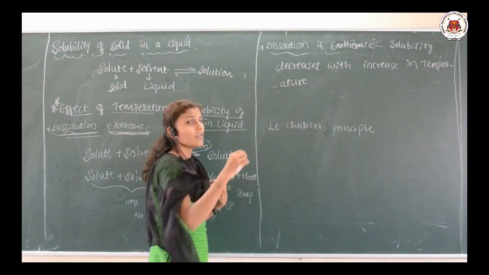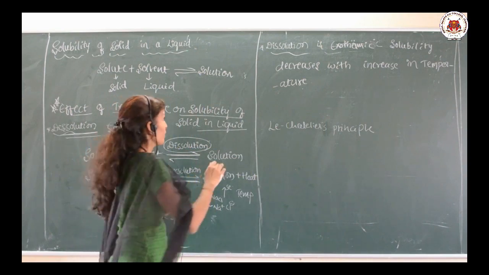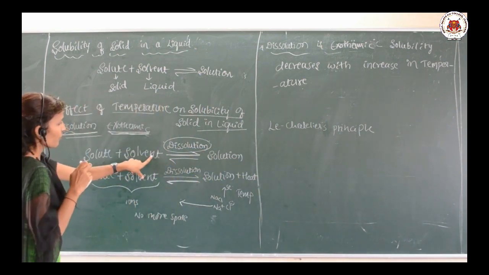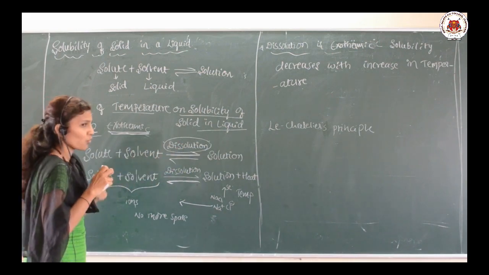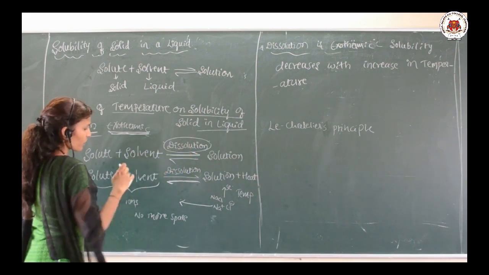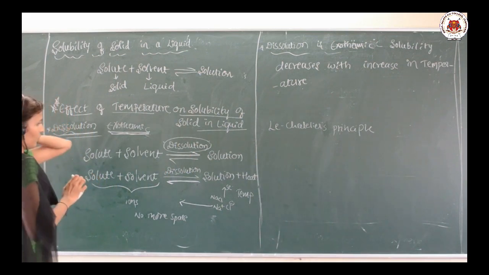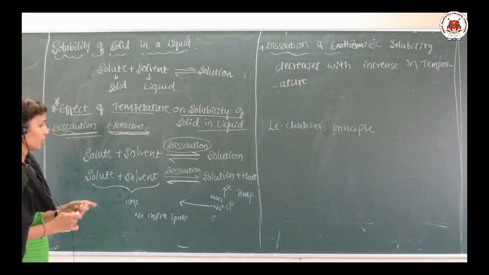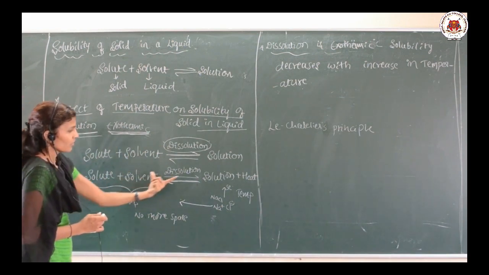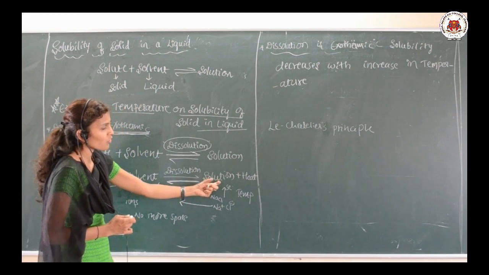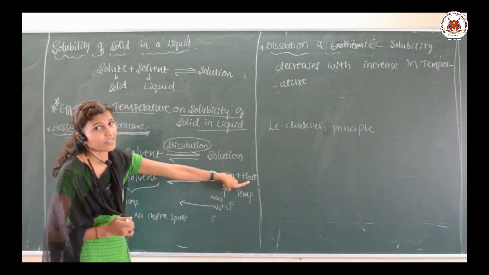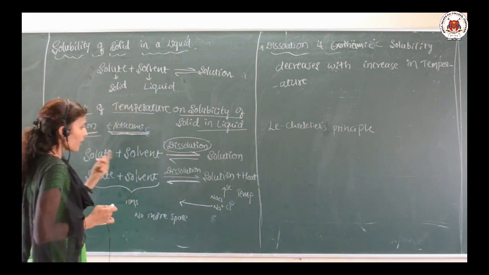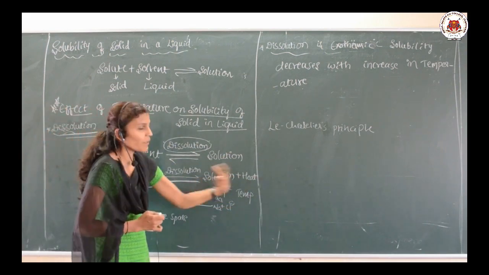With increase in the temperature. I hope you are getting it. See here, solute and solvent, this process which gives rise to a solution, and this forward reaction is dissolution. Now we are talking about when the dissolution is exothermic. It means solute plus solvent gives solution plus heat, because it is an exothermic reaction. Heat is released. And now I am increasing the temperature.